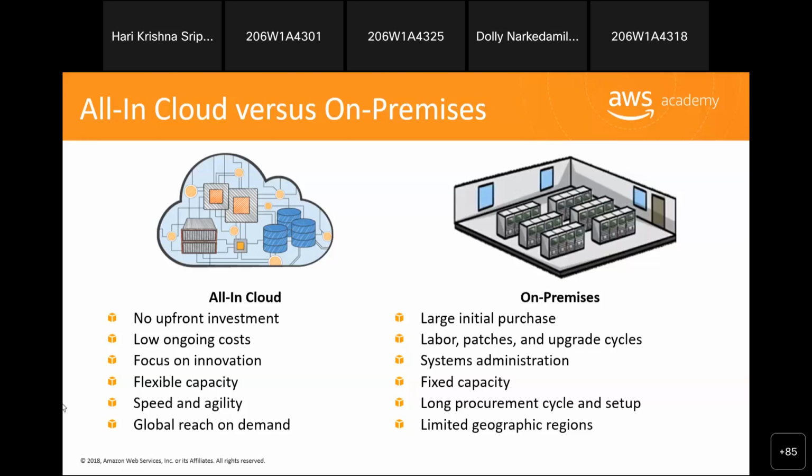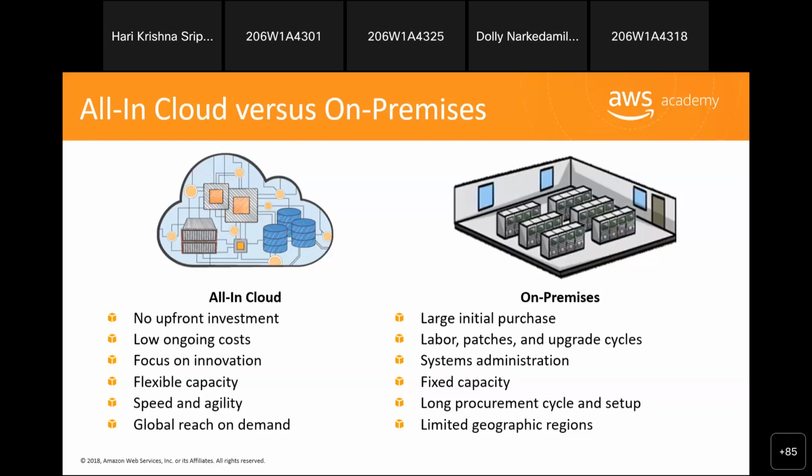Similarly, low ongoing costs. As you know, there is no UPS, there are no internet connectivity problems, there are no licenses you are buying, there are no administrators to look after, and you are not buying any antivirus software. So everything is less, and you can reduce your cost. That is why your cost will be very low.